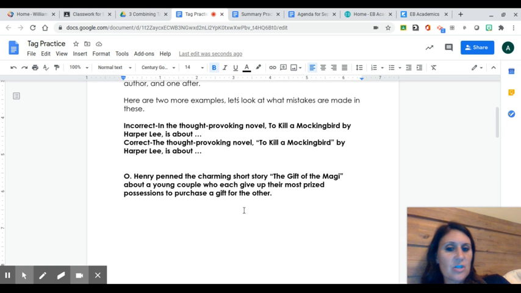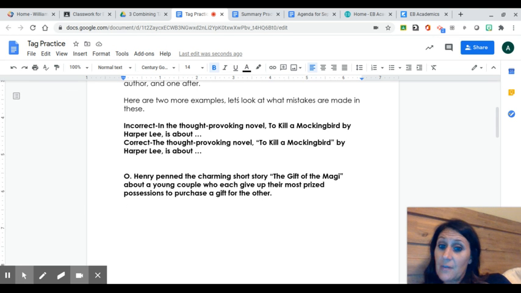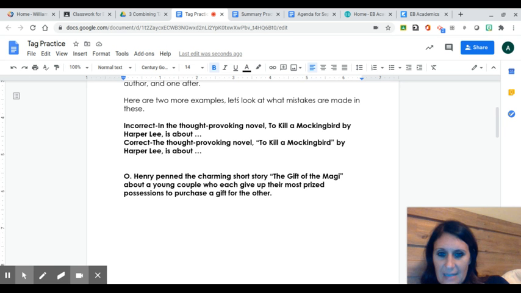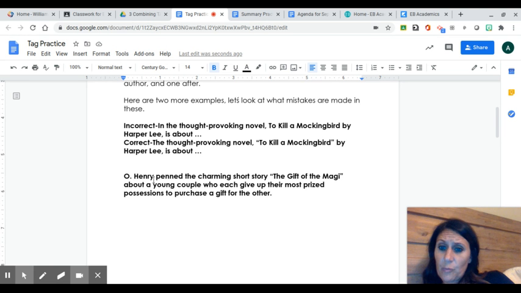O. Henry penned the charming short story, The Gift of the Magi, about a young couple who each gave up their most prized possessions to purchase a gift for the other. Again, they've gone ahead and included a little bit about what it's about. You don't have to know that to be able to write a tag. I see some really good academic vocabulary.